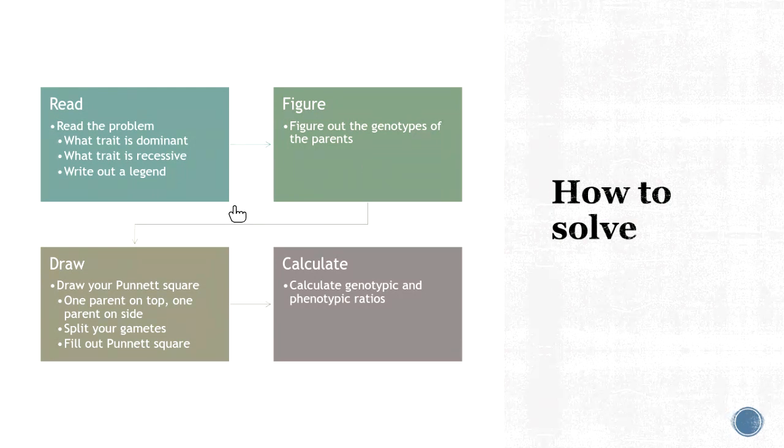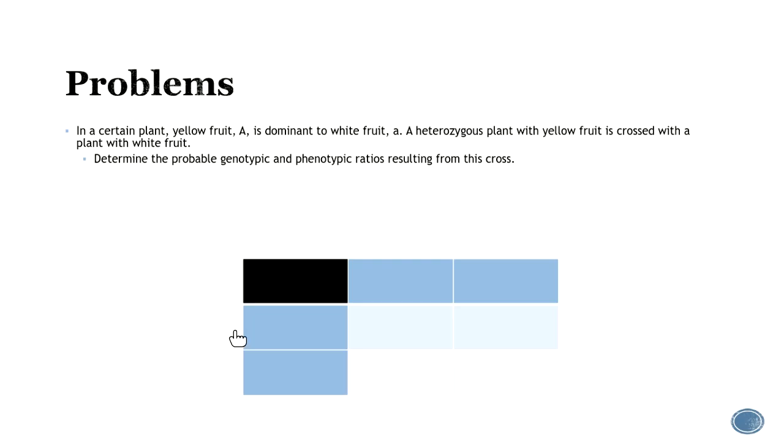Once you figure out the parents, then we're going to do the Punnett square. We're going to have one parent on top, one on the side. And we're going to split our gametes and then fill out the Punnett square. It's really not too difficult. We're going to start with the simple ones first. And then finally, calculate your genotypic and your phenotypic ratios. So if you kind of stick to this order, they're really quite fun to do. I really love doing these. I think they're fun. So we're going to go through one.